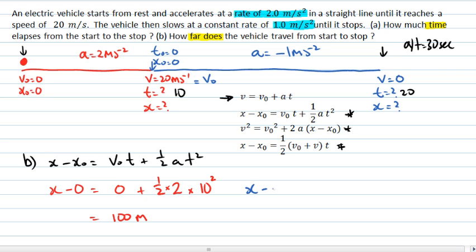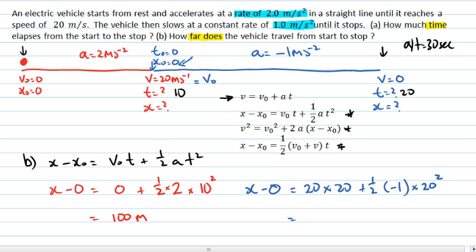We can look at the total distance of the second path, once again using the same expression. So x minus the initial position, which I can set to be 0, that's what I've done here, that way I'm just isolating path 2, is equal to my initial velocity. In this case, my initial velocity was actually 20 meters per second, multiplied by the time it takes for that journey, which is also 20, we found that beforehand, plus a half times the acceleration. Now the acceleration is minus 1 meters per second squared, multiplied by that time, 20 seconds, squared again.